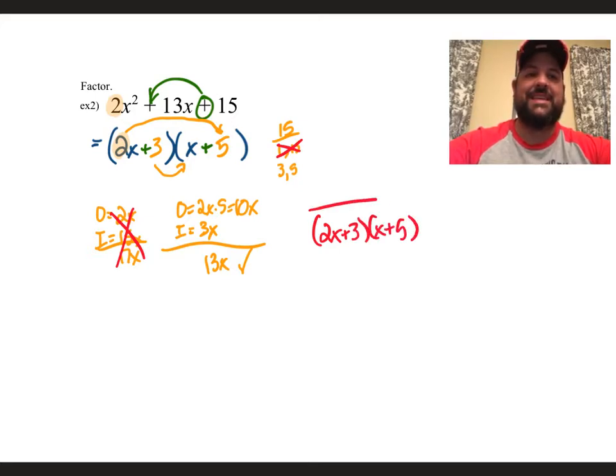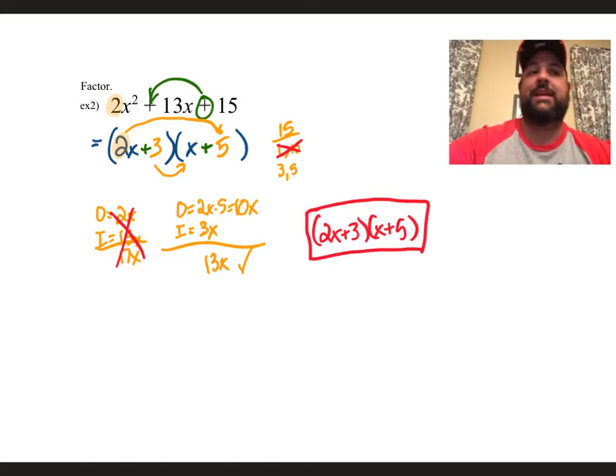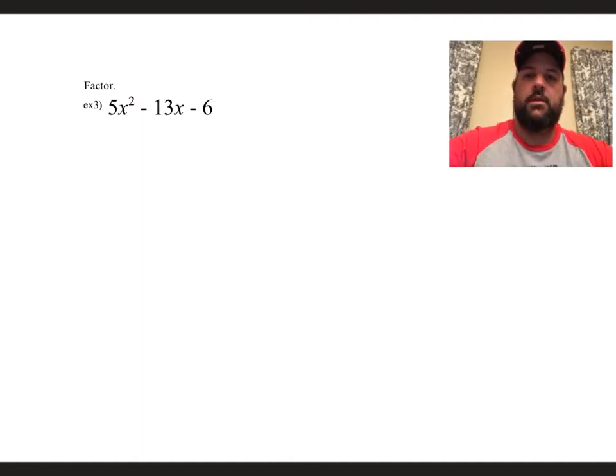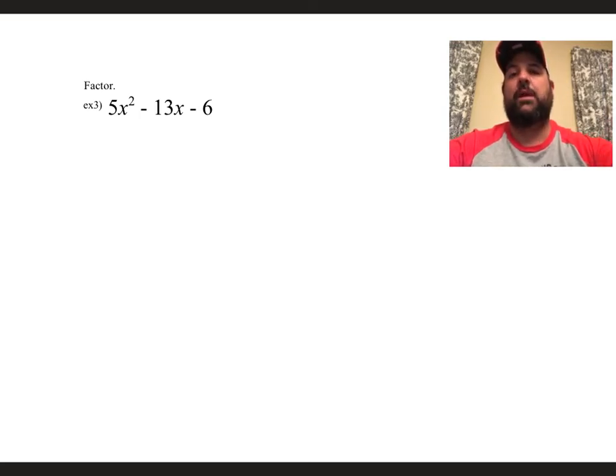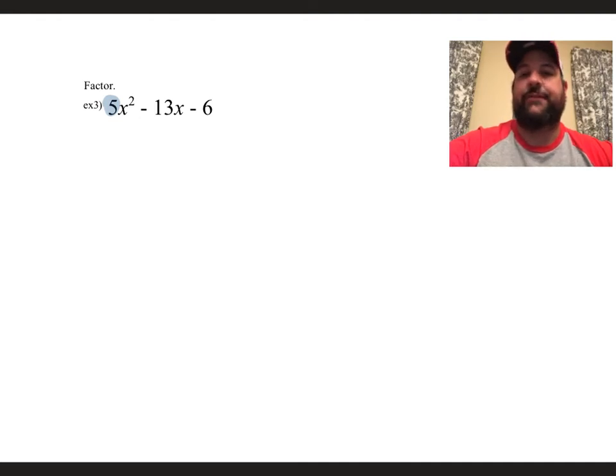So you can see here how having that extra number in front of the x squared makes it a little more difficult and changes things a little bit. Let's look at another example together. So here we have another example where I have this number out in front of the x squared, which sometimes we refer to as an a value. And this is 5 in this case. 5x squared minus 13x minus 6.